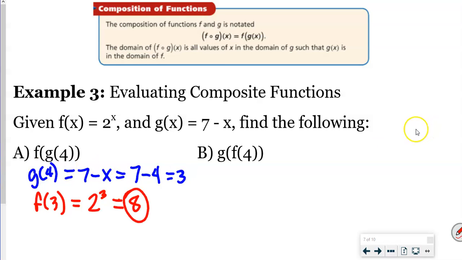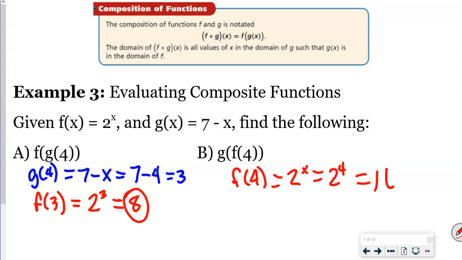So this time with b, we're going to do f of 4. And then we're going to do g of whatever that answer is. Okay? So I'm going to do f of 4. So our f of x is going to be 2 to the x power. So that's going to be 2 to the 4th power. So that'd be 2 times 2, which is 4, times 2, which is 8, times 2, which is 16. So that's 16.